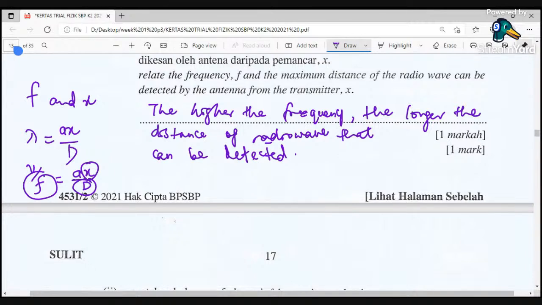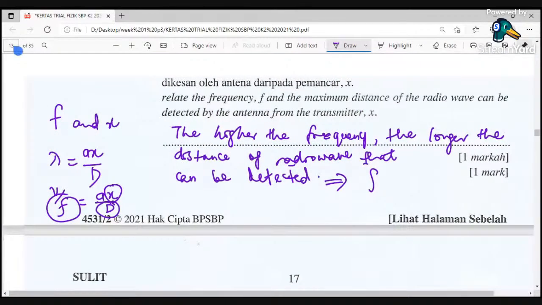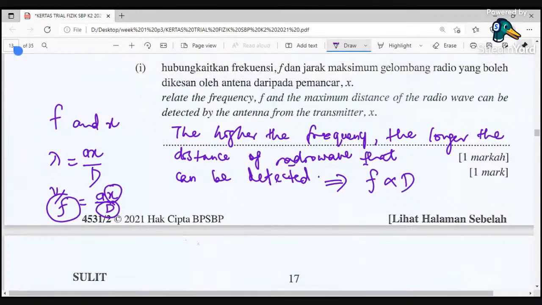Okay, so in this case, is f and x. Means the higher the frequency, the longer the distance of radio wave that can be detected by antenna from the transmitter.